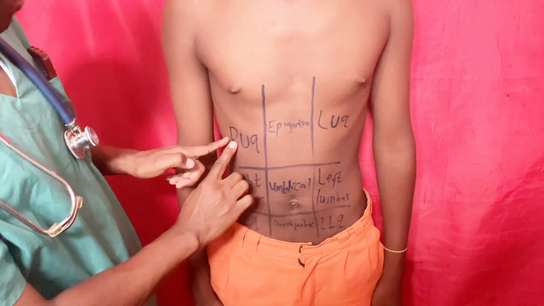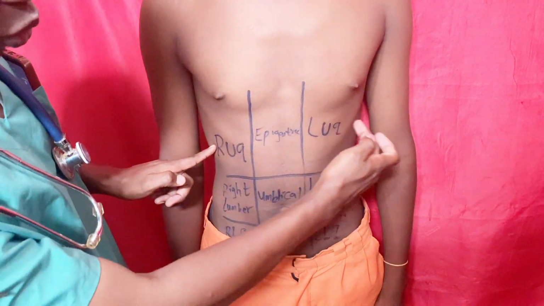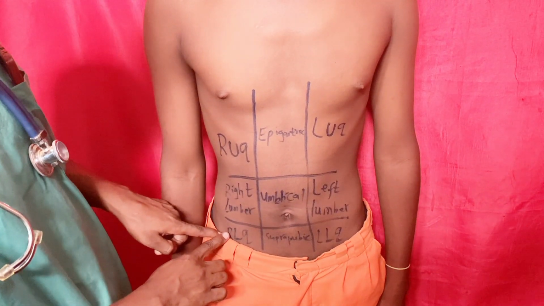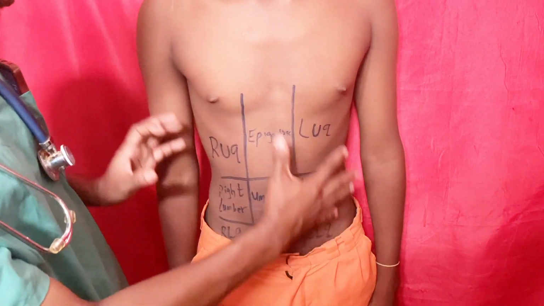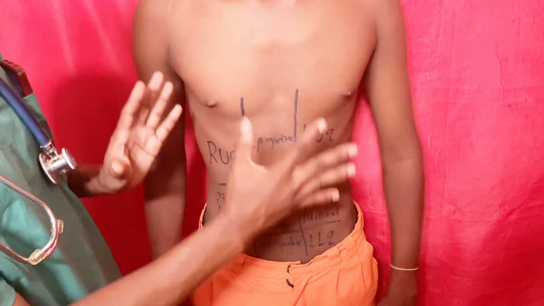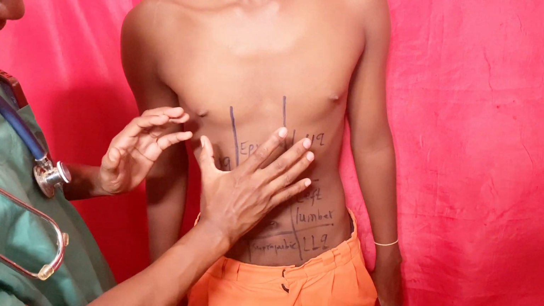The first part is the right upper quadrant and the left upper quadrant. We also have the right lower quadrant and the left lower quadrant. So these are the 4 quadrants of the abdomen. We have also divided the abdomen into 9 regions.